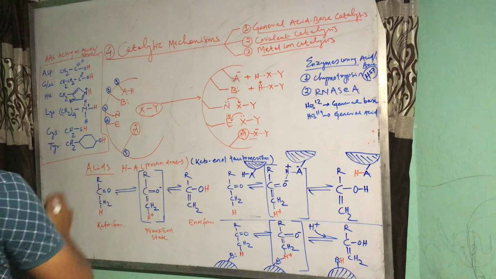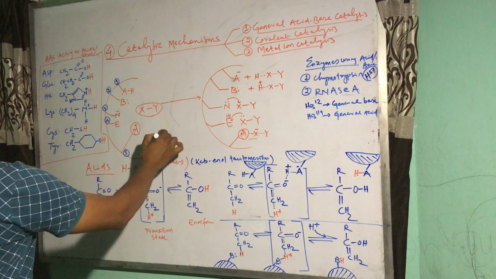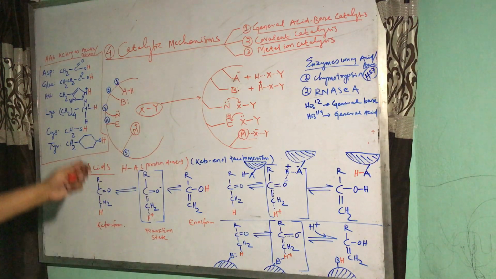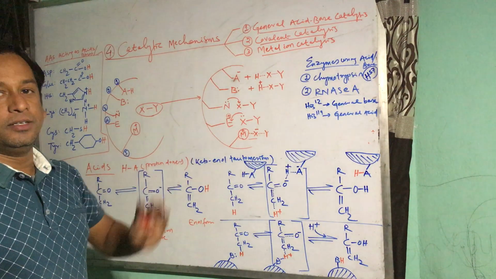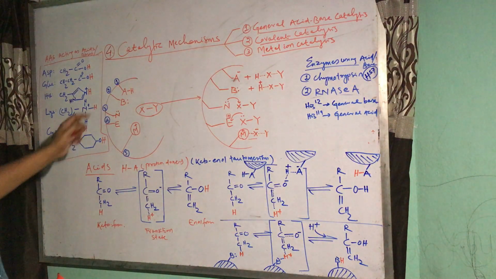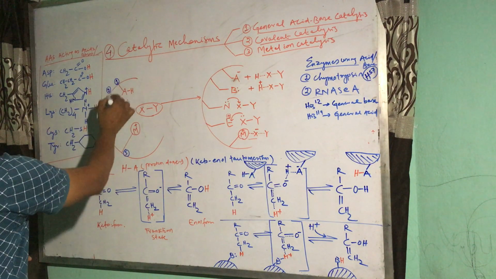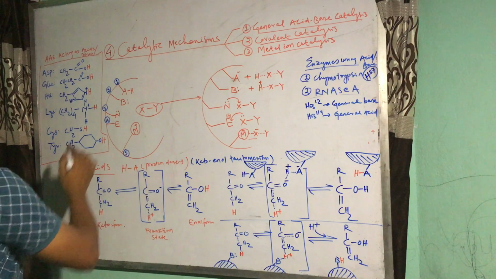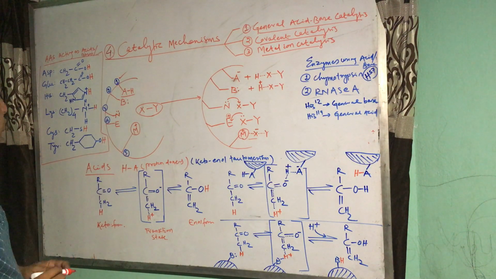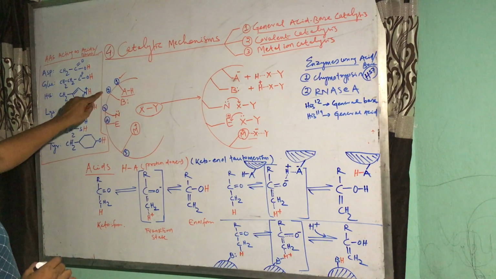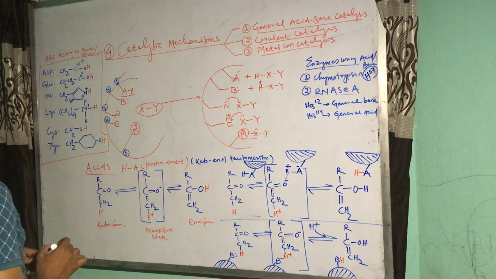So first, coming to the different mechanisms, here is a diagrammatic representation of different types of groups that may participate in an enzymatic reaction. This is an enzyme active site, and here we have presented different groups. Group 1 is a general acid group which can donate a proton. Group 2 is a general base which can accept a proton.